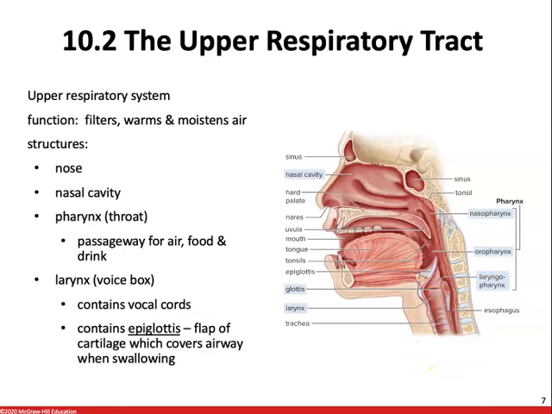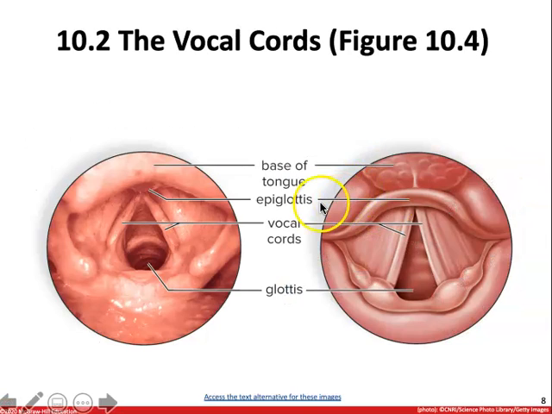So this right here is just going to be a structure of those vocal cords. These are mucosal folds that are supported by elastic ligaments. Now, the slit between the vocal cords is called the glottis. When air passes through the glottis, the vocal cords vibrate back and forth. This produces a sound. Now, the greater the tension in the vocal cords, the higher the pitch. When the glottis is wider, the pitch is lower.